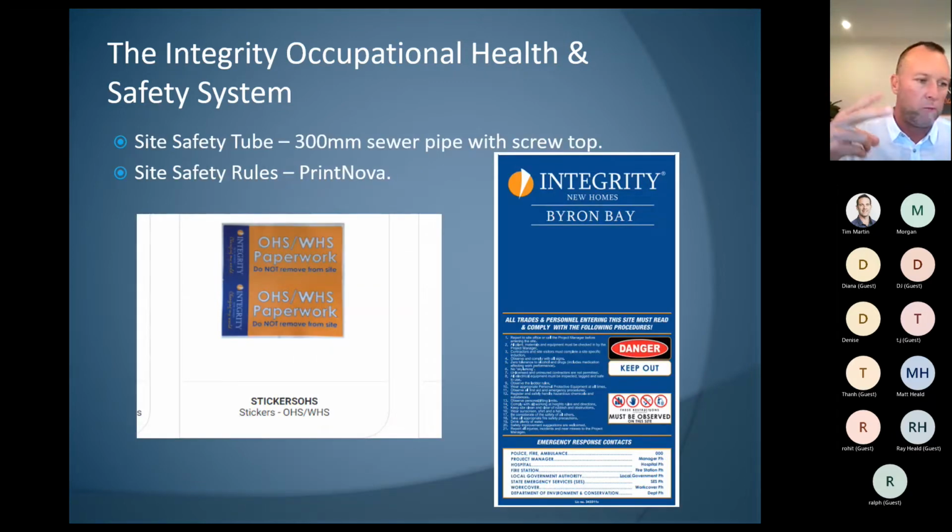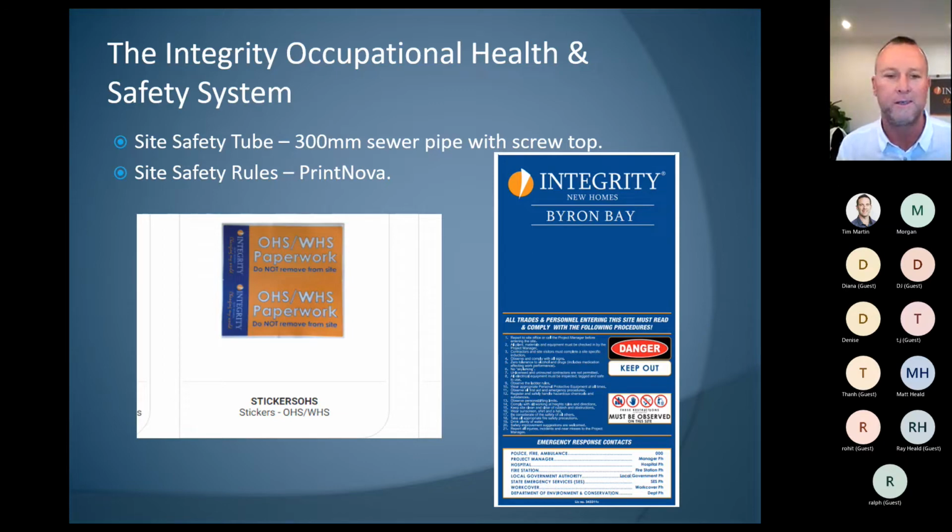Now there's many things that should be happening on your site, but these are two of the things that would be essential to getting started with a basic occupational health and safety system. One is having some sort of receptacle for having an exchange of documents on the site. In other words, how does a subcontractor access a document on the site? I've found over the years that a site safety tube is one of those ways.